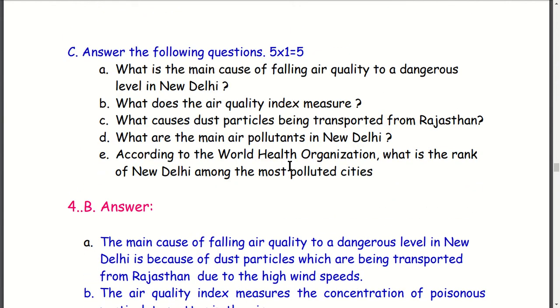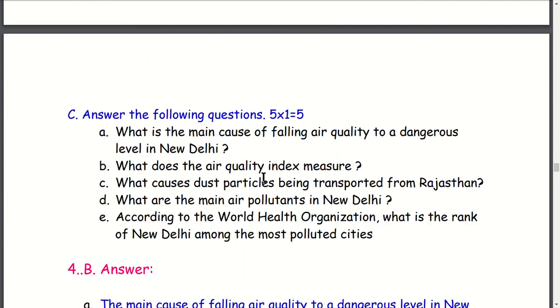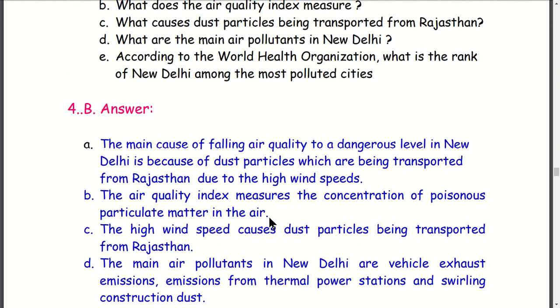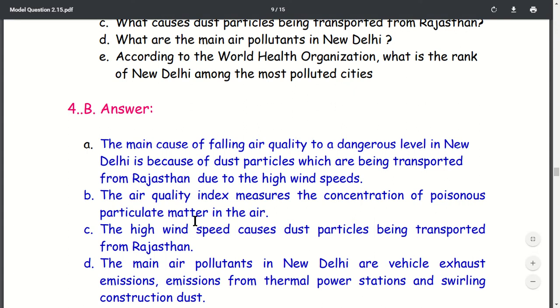Question number B. What does the air quality index measure? I should start from here. The air quality index measures the concentration of poisonous particulate matter in the air.